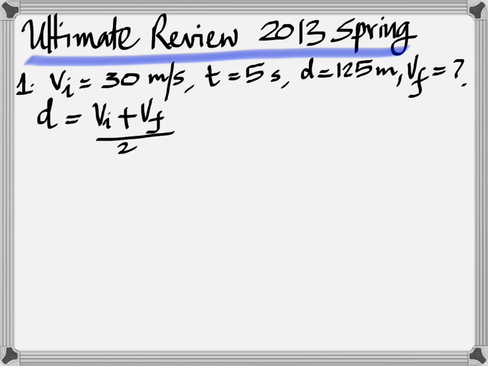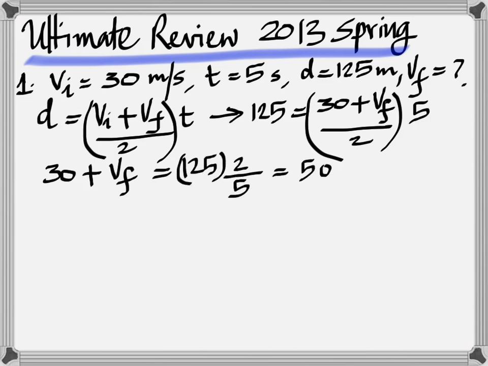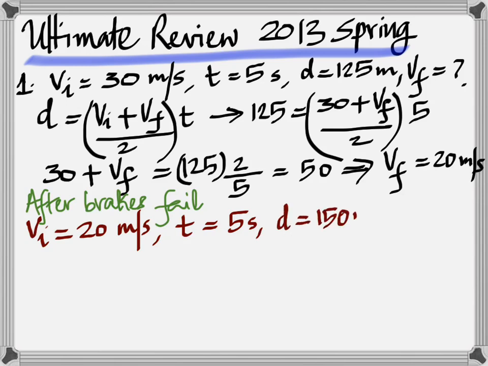Use this equation, which is simply displacement is average velocity multiplied by time, and you find the final velocity, because the final velocity of this first case becomes the initial velocity in the second case. So now in case 2, after the brakes fail, that is the initial velocity, 20 meters per second. Time 5 seconds, the displacement is 150 meters. Looking for acceleration.